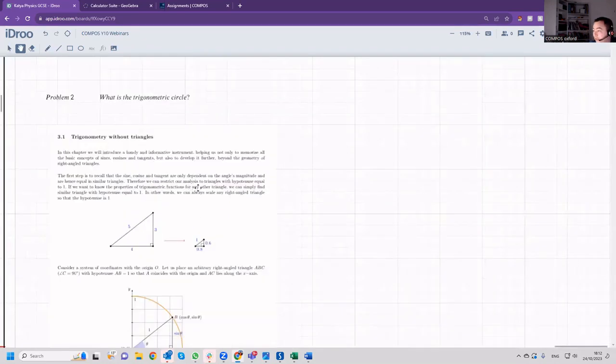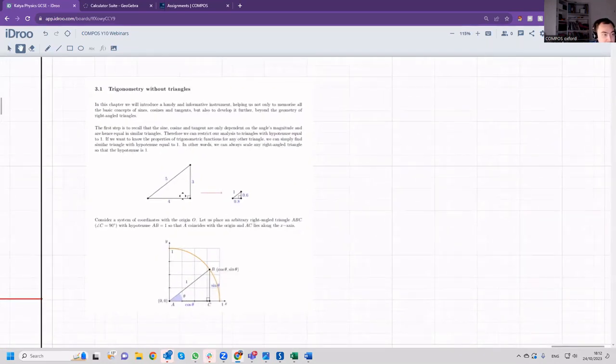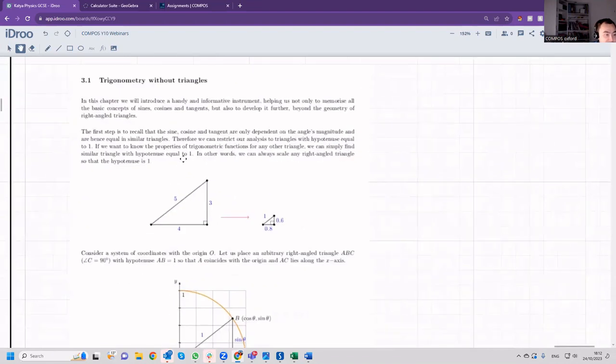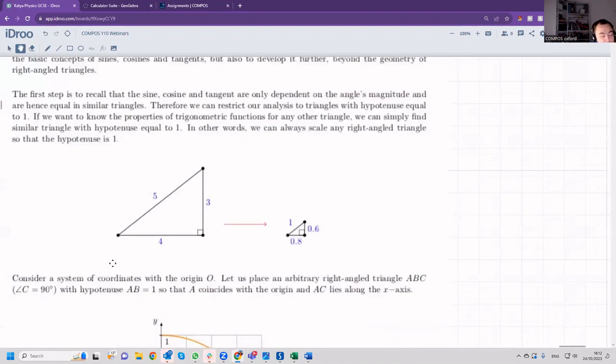What is the trigonometric circle? Right, so this is it. The point is we can always scale down any triangle. We can scale it down to a triangle with hypotenuse 1. And the angles will not change.